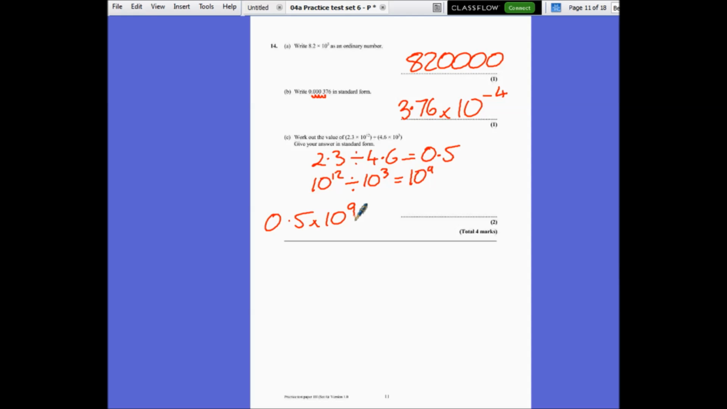However, it wants it in standard form, and standard form must always be a number between 1 and 10. So if we change this by timesing it by 10 to make it 5, we can get rid of one of the 10s that we timesed it by here and make it 10 to the power of 8. So it'll be 5 times 10 to the power of 8 in standard form.